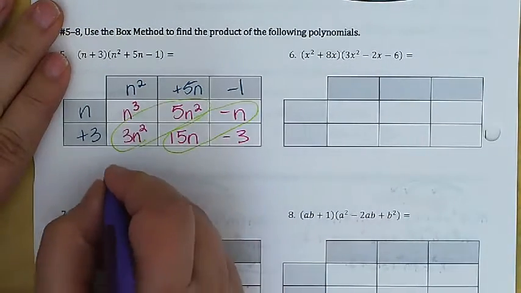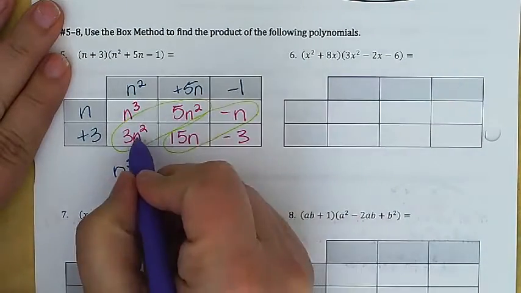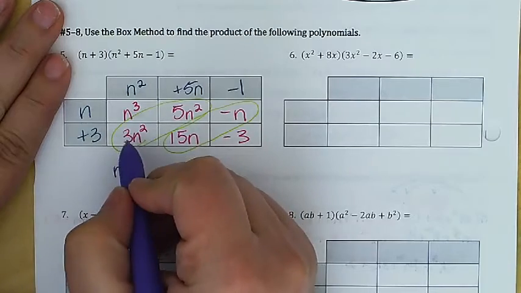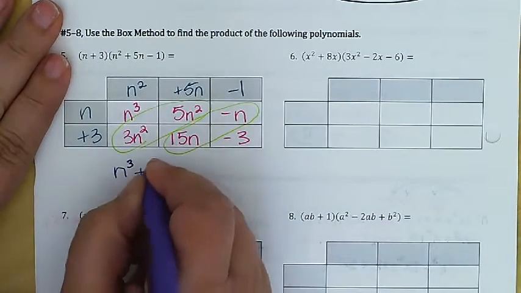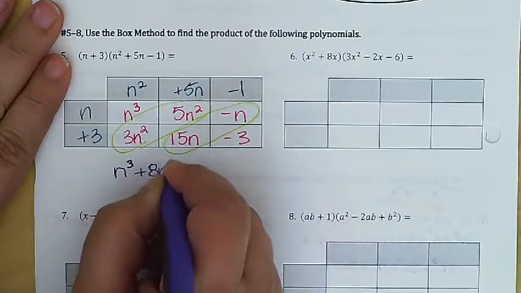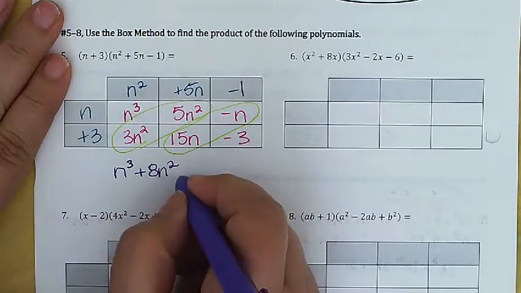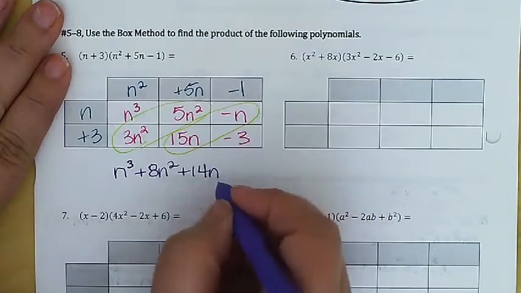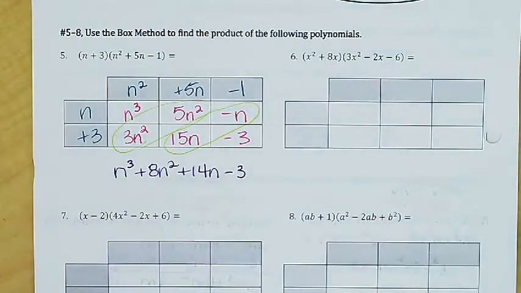So the n to the third stays. It didn't have anybody to combine with. Then 8n squared. I'm sorry, I gave it away. 3n squared plus 5n squared, well, that's 8n squared. And then here 15n and a negative 1n, that's 14n's. And then the negative 3 doesn't have anybody to combine with. There's no other constants. So there you go.